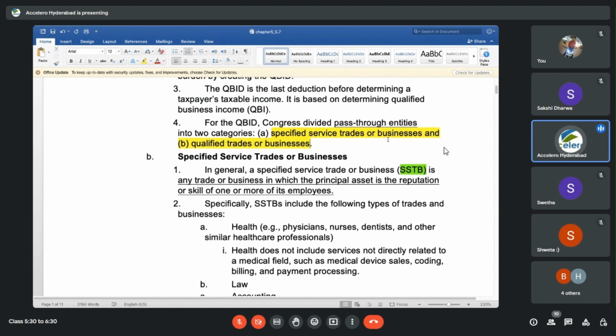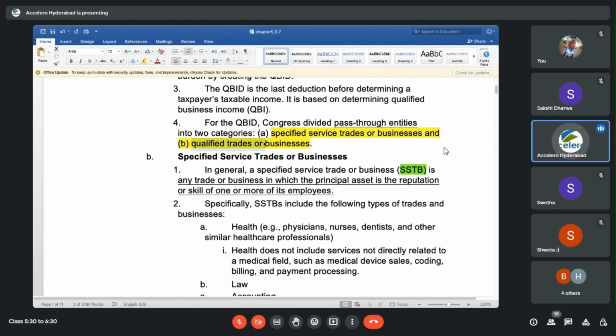Okay, specified services. They're giving examples, and for a simpler way, and not to call out the entire big name, we'll just call it SSTB from now on. So for SSTB, which is specified service, there are different conditions. For qualified businesses, which we call QB, there are certain other conditions. So all the businesses, all those S corporations, are divided into these two categories.